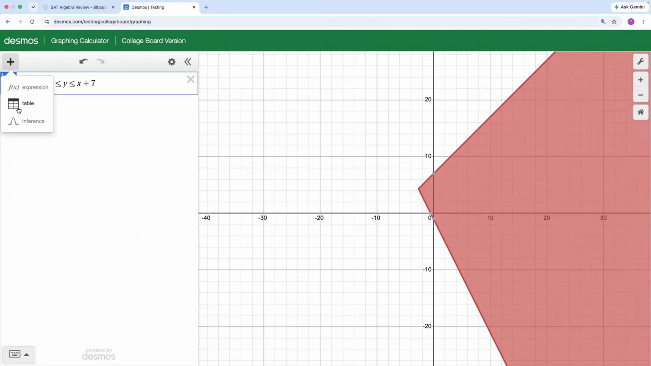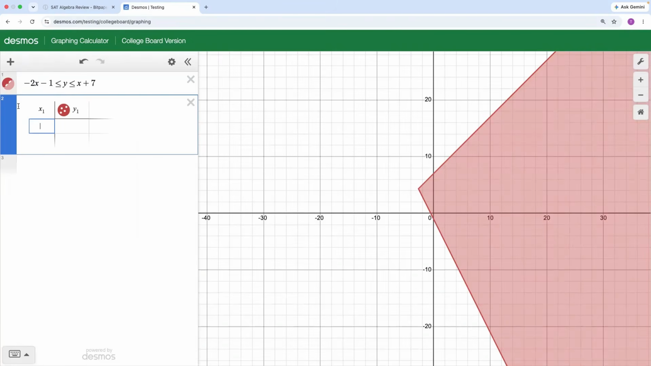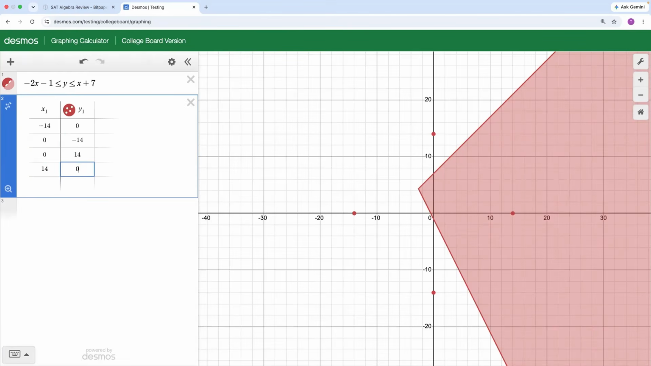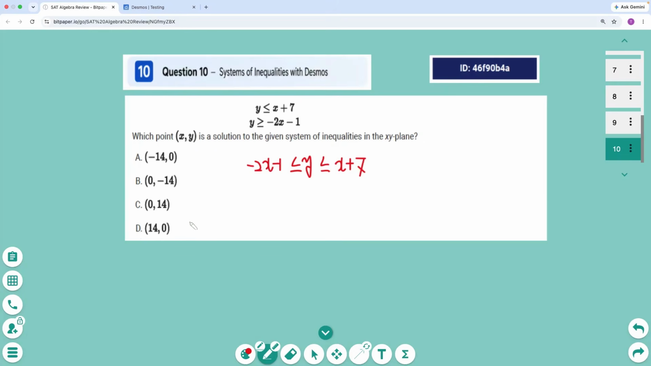Next, add a table and enter the four answer choices as points. (-14, 0), (0, -14), (0, 14), and (14, 0). Three of the points are outside the shaded region, while (14, 0) is inside. Therefore, choice D is the correct answer.